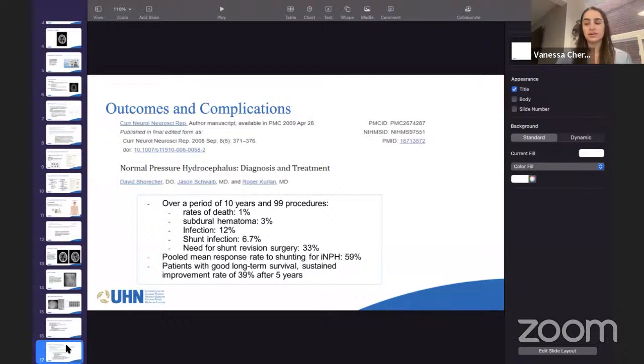Just some outcomes and complications following intervention for hydrocephalus with shunts. This article, over 10 years and 99 procedures, the complication rates: death, pretty low, 1%. Infection, 12%. Need for revision surgery is 30%, 33%. And we do see quite a few patients coming back who need revisions of their shunts.